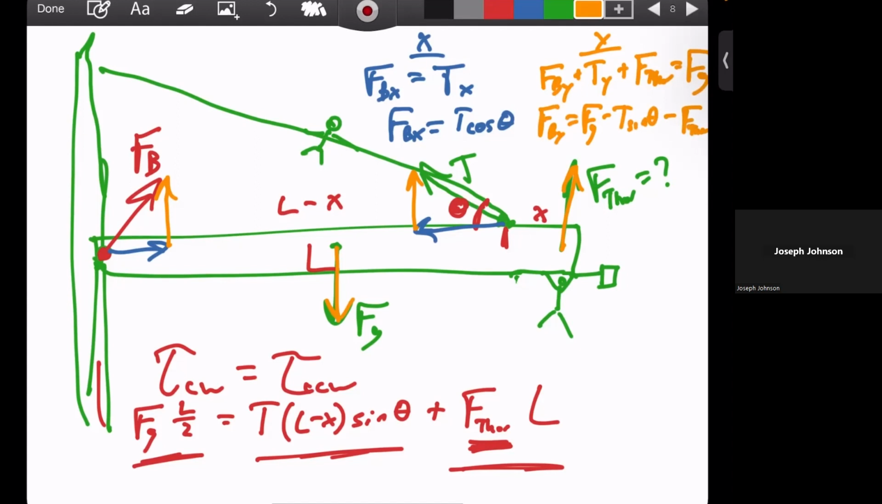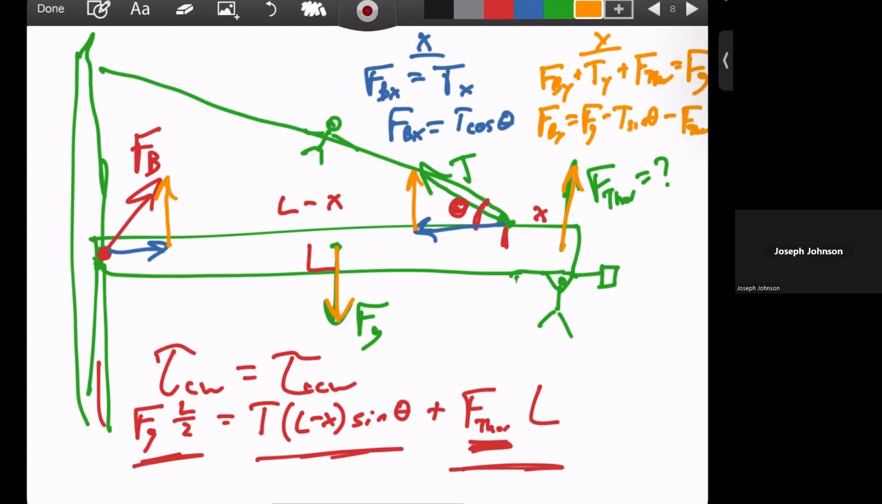All right. So you plug in your numbers. You plug in the tension force times the cosine of the angle, both given in the problem, and you'll get FBX, the X component of the building force. You plug in the weight of the bridge, the tension force, the sine of the angle, and the force from Thor that you found in part 1, and you'll get the Y component.